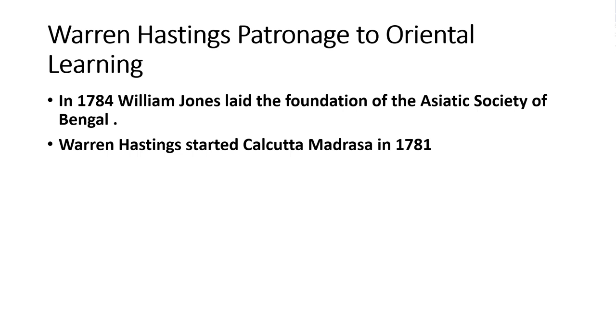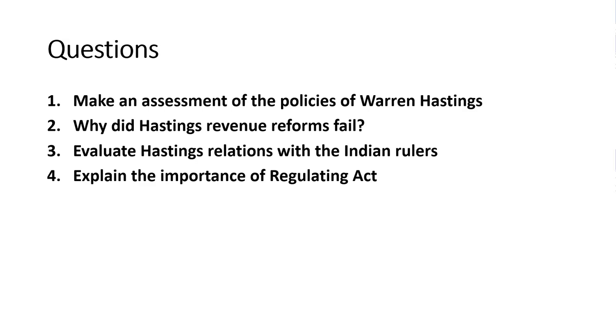In addition to this military, revenue and administrative reforms, Warren Hastings also paid attention to Oriental learning. It was during the period of Warren Hastings in 1784 that the Asiatic Society of Bengal was started for studying the culture, history, and languages of India. And it was Warren Hastings who started the Calcutta Madrasa in 1781. Now, coming to the major questions on this topic: make an assessment of the policies of Warren Hastings.